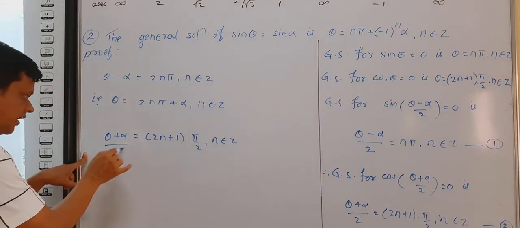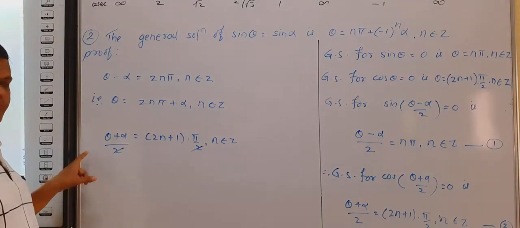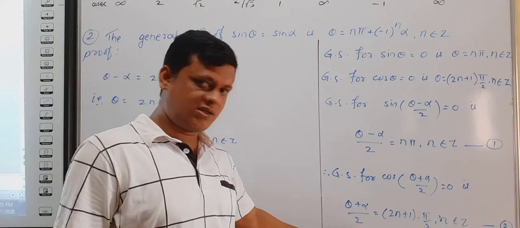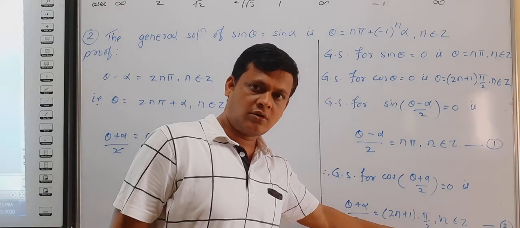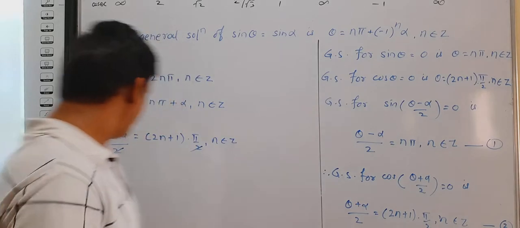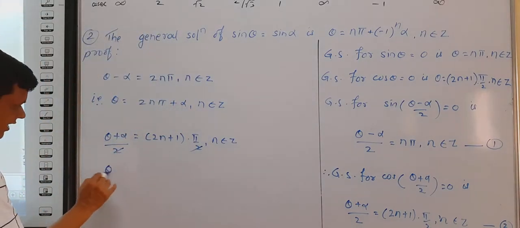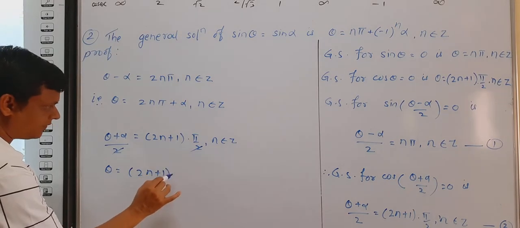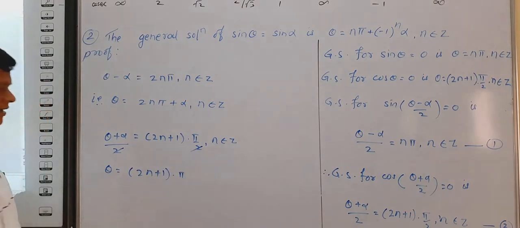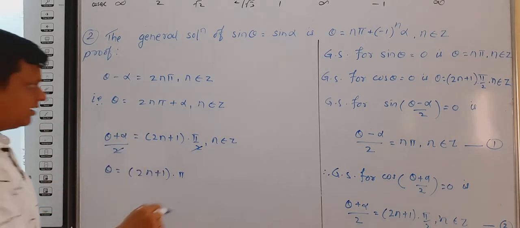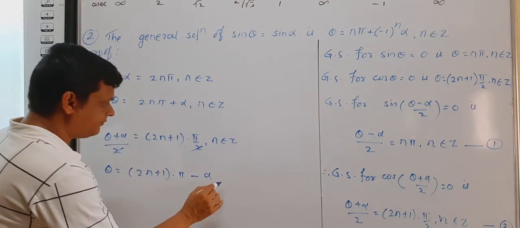In this, we cancel the 2 from equation 2. Here is 2 on the LHS, here is 2 on the RHS, both in the denominator, so we can cancel them. So we write from this theta plus alpha equals (2n plus 1) into pi. Now we transfer this plus alpha to the right hand side, so we get minus alpha.